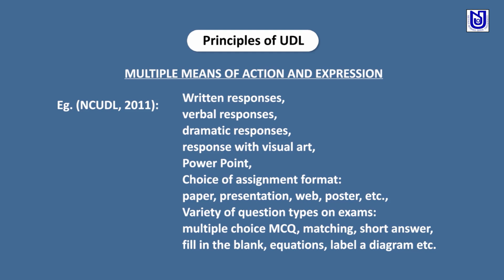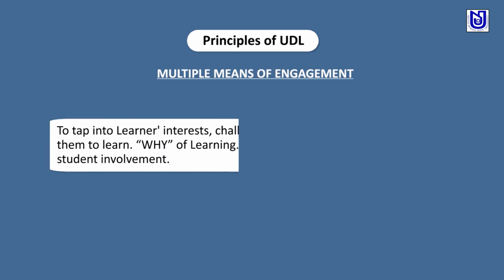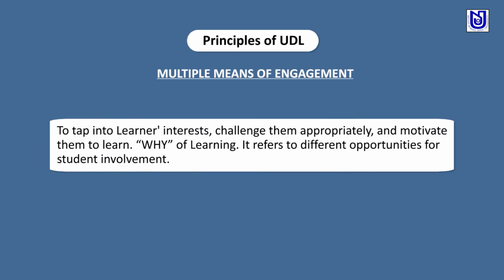we as a teacher provide learners alternatives for demonstrating what they already know or what they learn. Now comes another principle, that is multiple means of engagement, to tap into learners' interest, challenge them appropriately and motivate them to learn. That is the why of learning. It refers to different opportunities for student involvement.